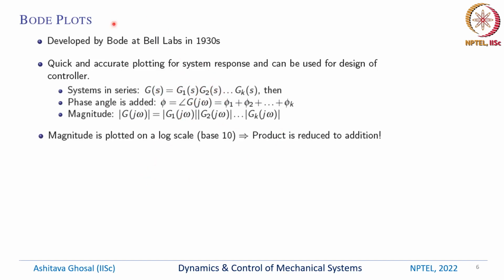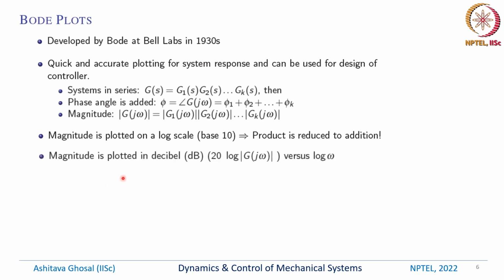So Bode decided to plot the magnitude on a log scale, with base 10. If you plot the magnitude on a log scale in base 10, then this product will become addition. So log of A times B is basically log A plus log B.